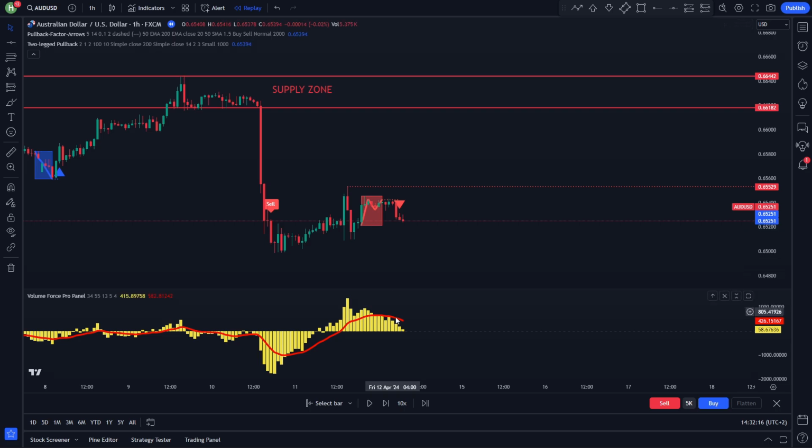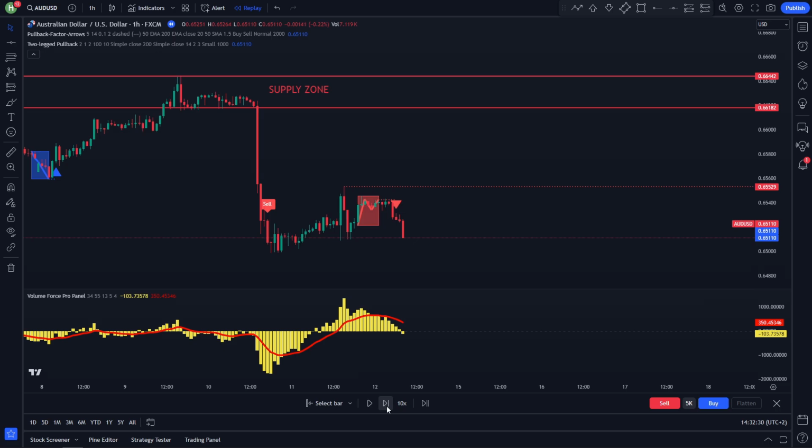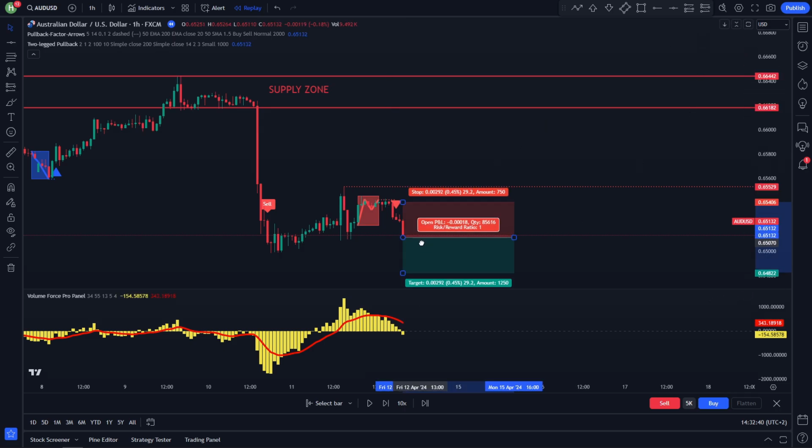However, this time we can see that we don't yet have enough momentum for the downtrend to continue. This can be observed because the volume force pro histogram is still above the zero line. All we need to do is simply wait for the histograms to go below zero and also below the average line. Once this has happened, we can enter our sell trade.